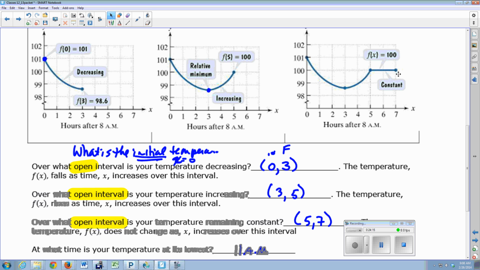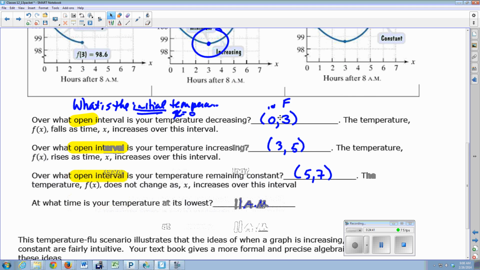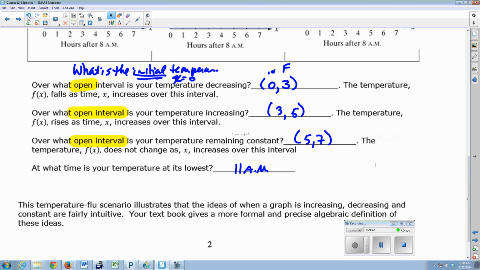So if this defined the whole scenario, this last picture, you could actually say that at 11 o'clock with a temperature of 98.6, it looks normal. That was your absolute minimum. But in this class, we're just going to talk about relative. If you look in this neighborhood right here, if you just zoom in right there, that is your lowest temperature. So it's called relative minimum.